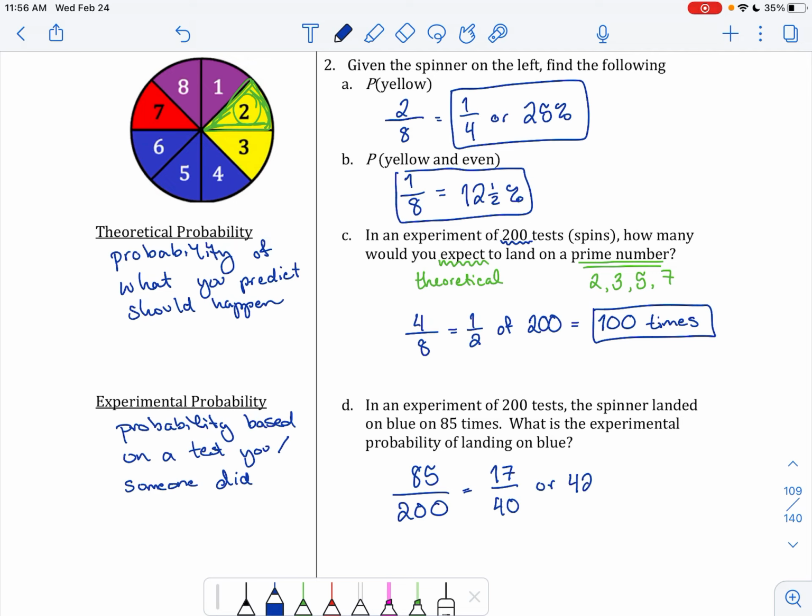This is 42.5% if you want it in percents. And you'll notice that if we were to compare it to the theoretical, blue is 3 out of 8, which is equal to 37.5%. And so what you'll notice here is, just as I said, experimental is what happened in the experiment. And these are different, but you'll notice they're close. 37 versus 42. Those are going to be reasonably similar, and I would say that this is probably a fair spinner in that case, since the experimental and theoretical probabilities are similar.